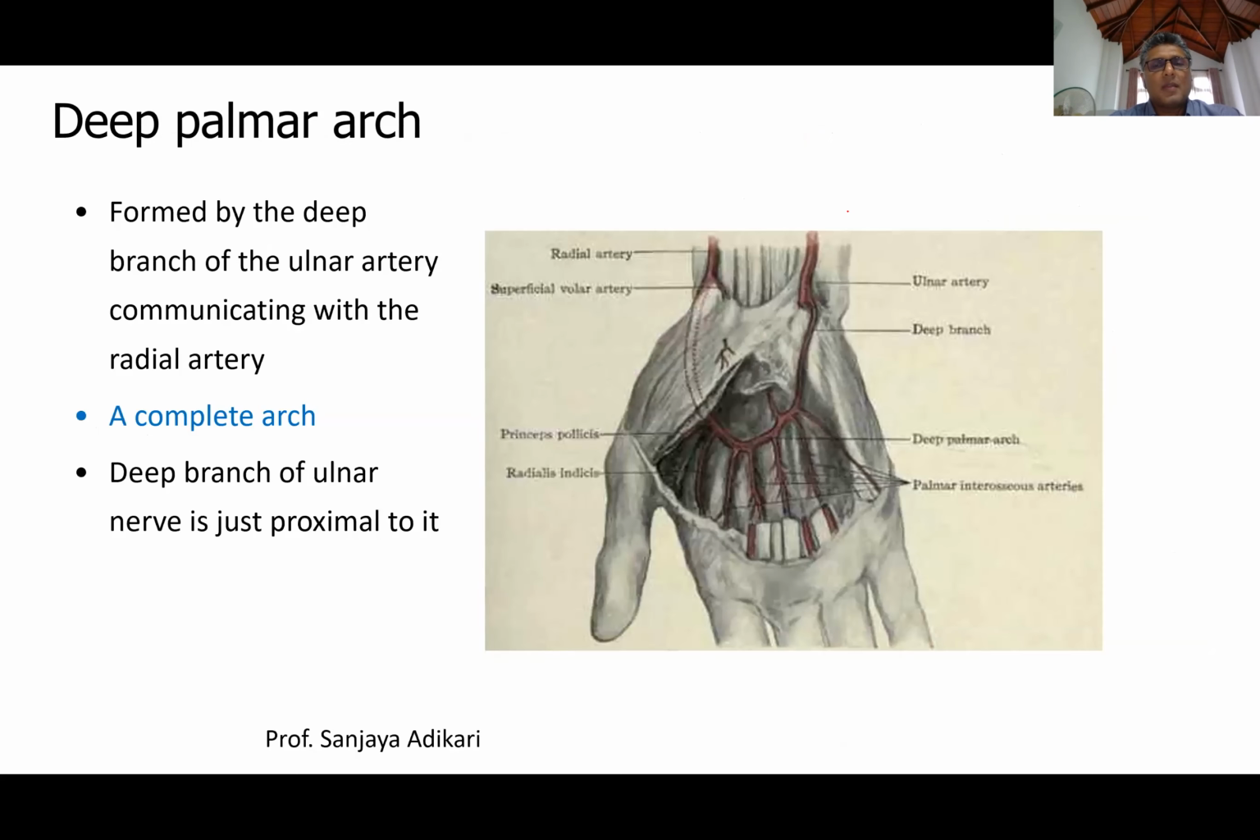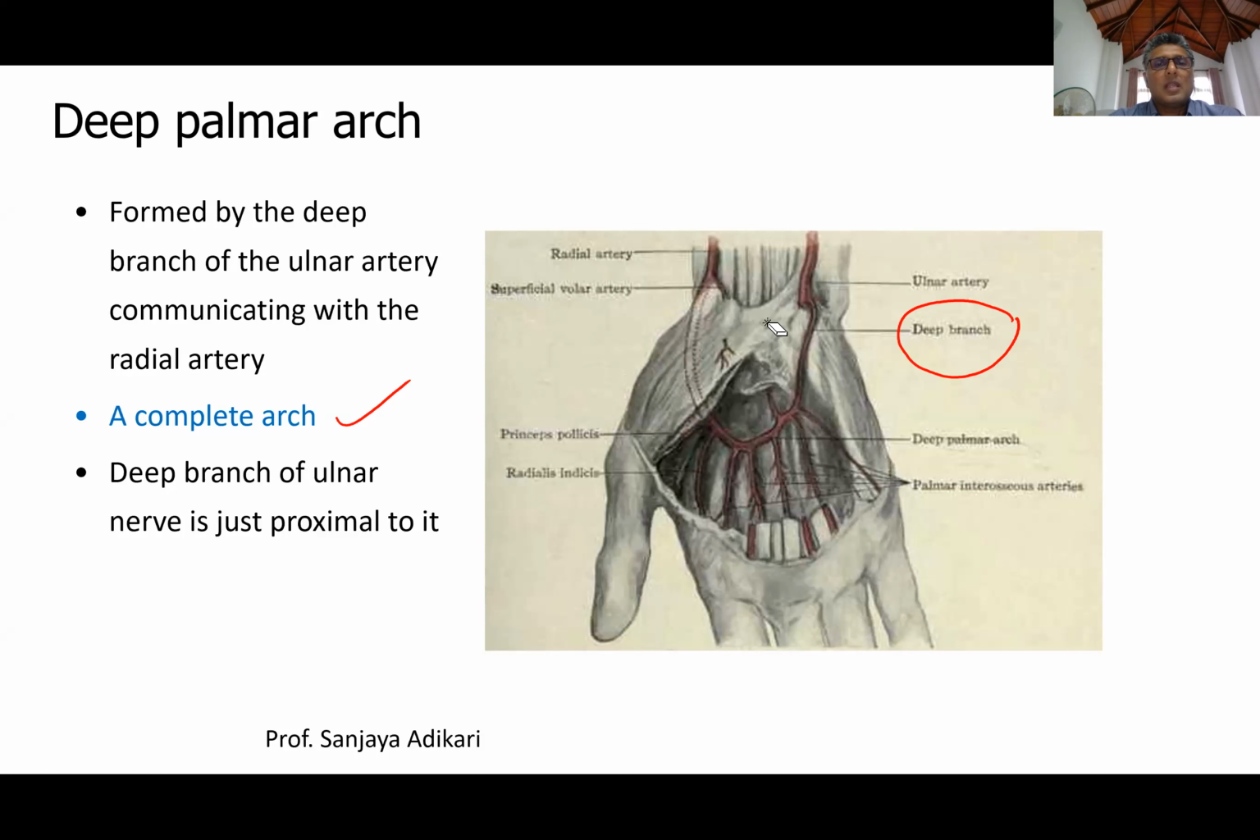Deep palmar arch, on the other hand, is commonly a complete arch. It's formed by the deep branch of the ulnar artery and the continuation of the radial artery. The radial artery is shown in dotted lines here because it passes through the anatomical snuff box behind the thumb and comes between the thumb and the index finger through the two heads of the dorsal interosseous. Then it enters the palm again and anastomoses with the deep branch of the ulnar artery.